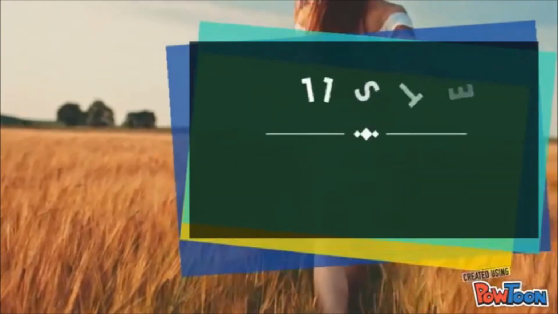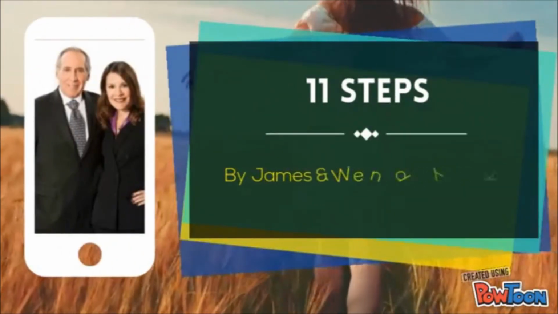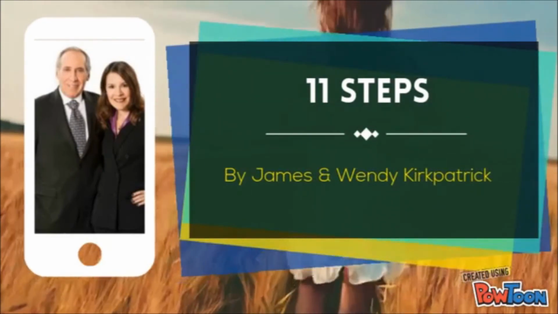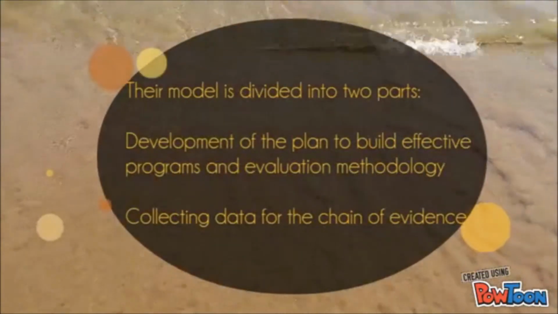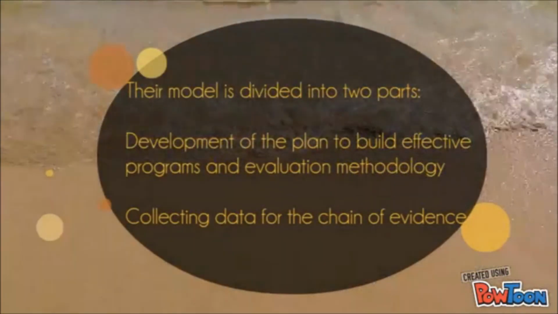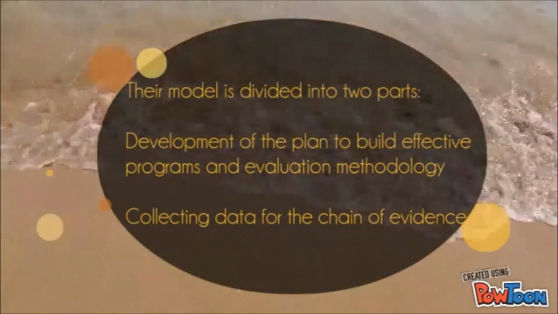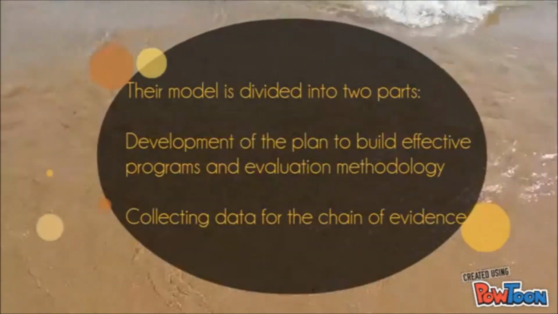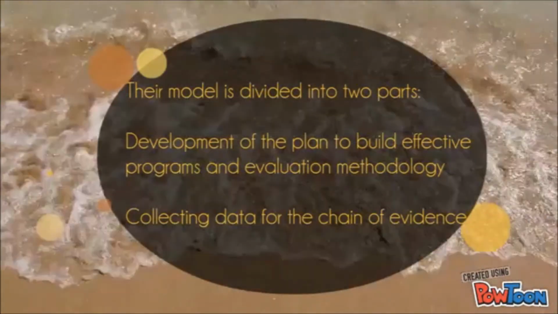James and Wendy Kirkpatrick are his son and daughter-in-law. They introduced 11 steps in developing this model. Their model is divided into two parts. For the first part, development of the plan to build an effective program and evaluation methodology. For the second part, collecting data for the chain of evidence.